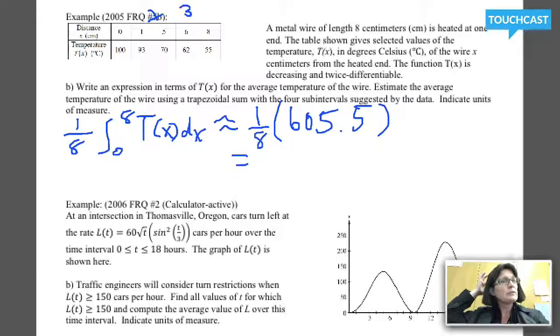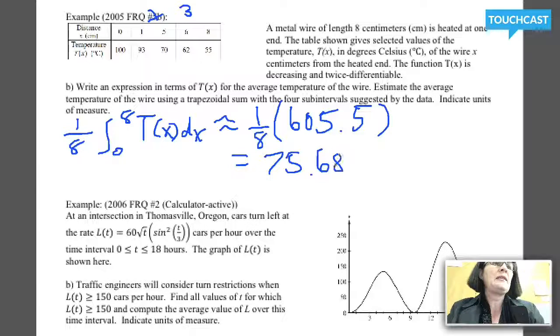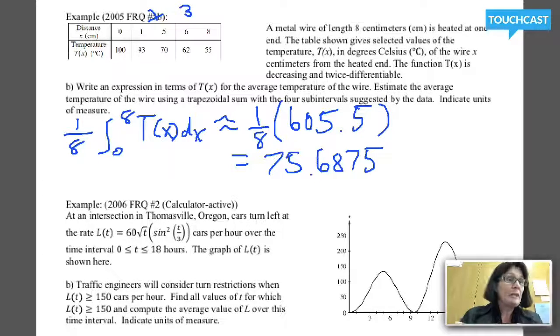Which is equal to, what, 78, 76, 75.6875. So let's talk about units. Let's talk about how to tell if your answer is definitely wrong. Here's what you need to know.